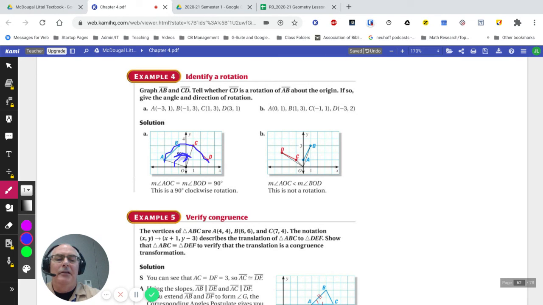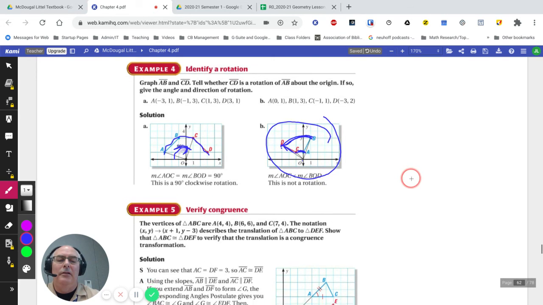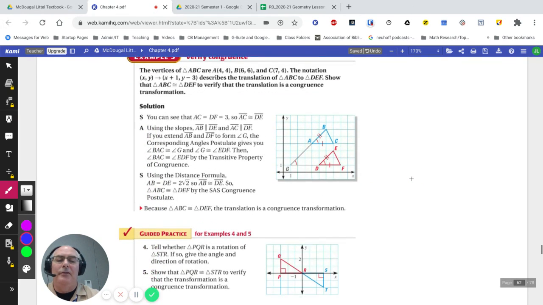And in this case, I don't have a rotation because the direction of my figure has changed. This movement is different than that movement. And because of that, it's not a rotation. I've moved them different amounts.